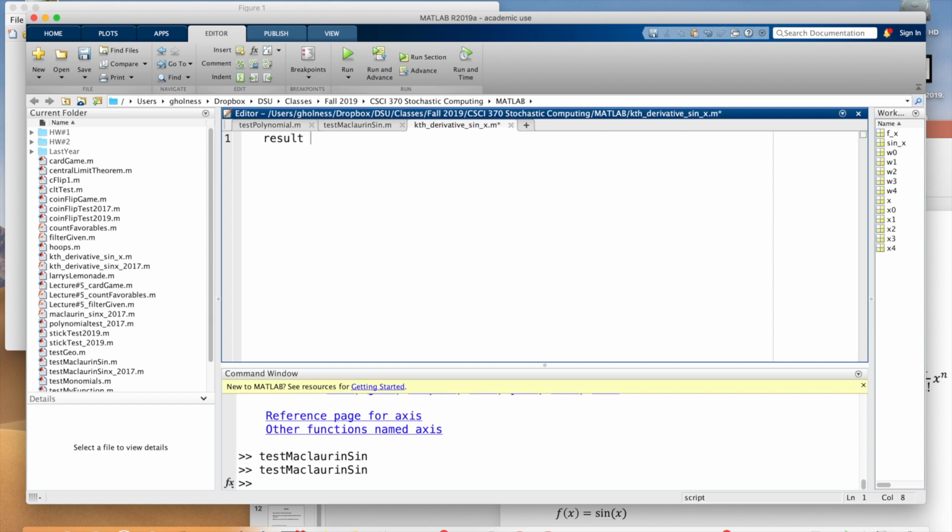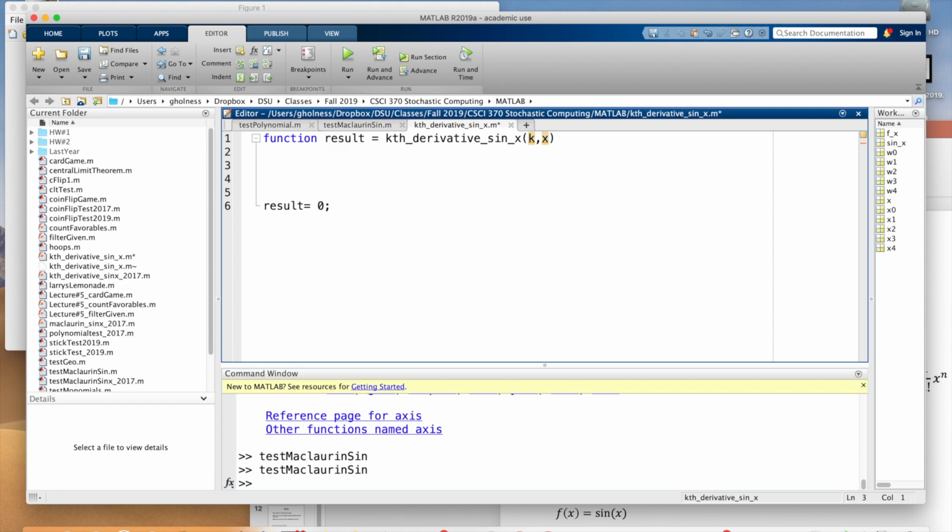So result function: result equals kth derivative of sine x. And so what I'm going to do is give it k, so I know which derivative it is, the zeroth derivative, the first derivative, etc. And I'm going to give it x, the value that it's going to use for the derivative. Okay, so now I'm going to say result equals 0 in the beginning, and then we'll fill in a couple things.